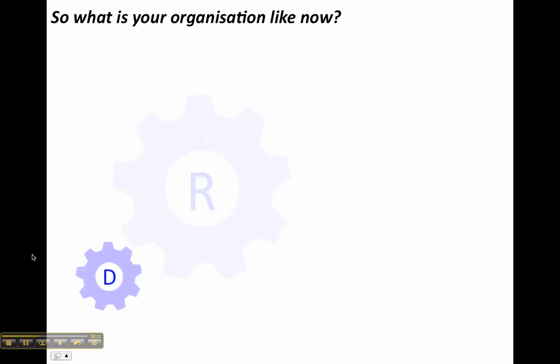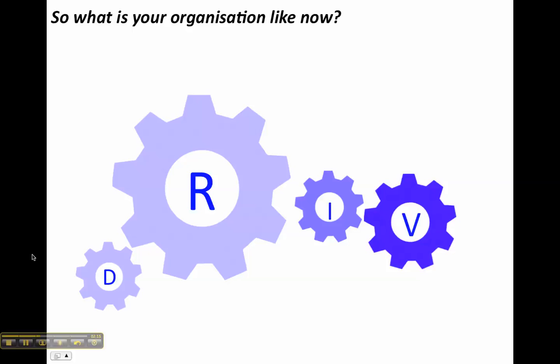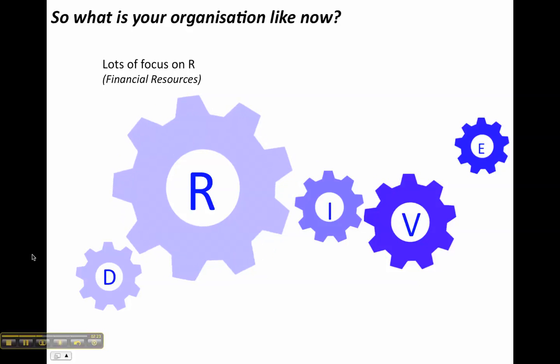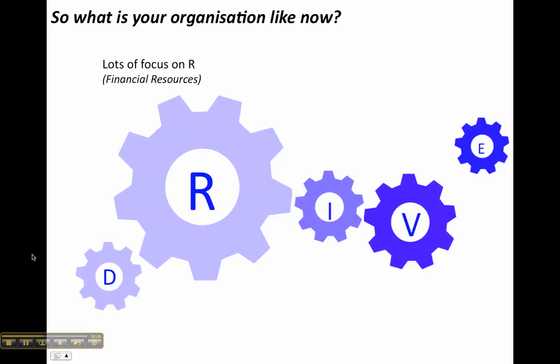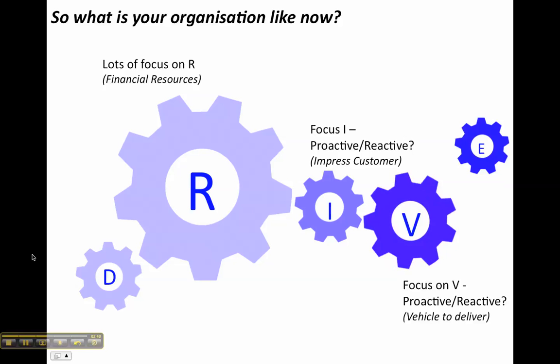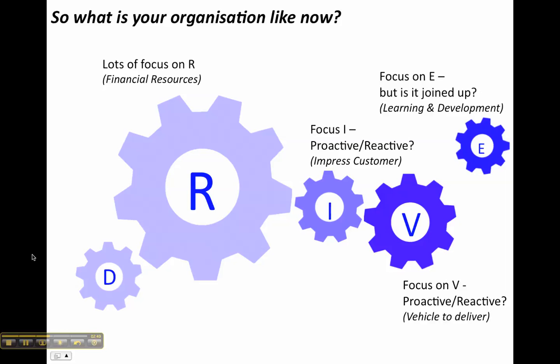But before we do that, let's think about what your organisation is like now. Like most businesses that we look at and most organisations, there is just a huge focus on the financial resources. Companies use management accounts and profit to really look at how they're performing, but that really is the historic data. They do look at what they are doing to impress the customer, but it tends to be reactive rather than proactive. They'll look at their operations and how they're delivering the service, but again it tends to be reactive rather than proactive. They'll invest in training and development and appraisals, and they'll look at the culture of their organisation, but it doesn't tend to be joined up with the overall goal.